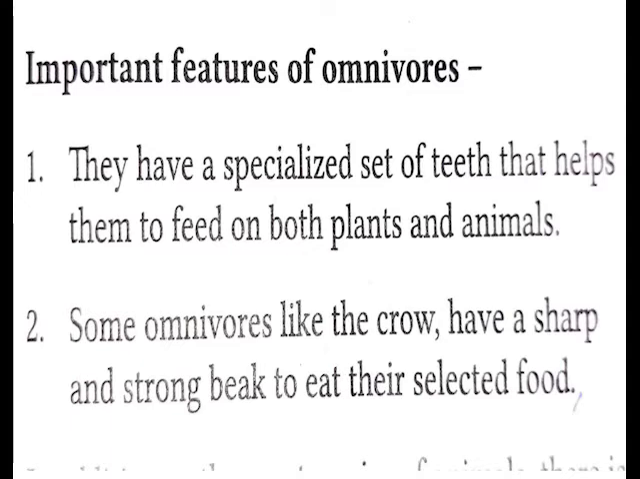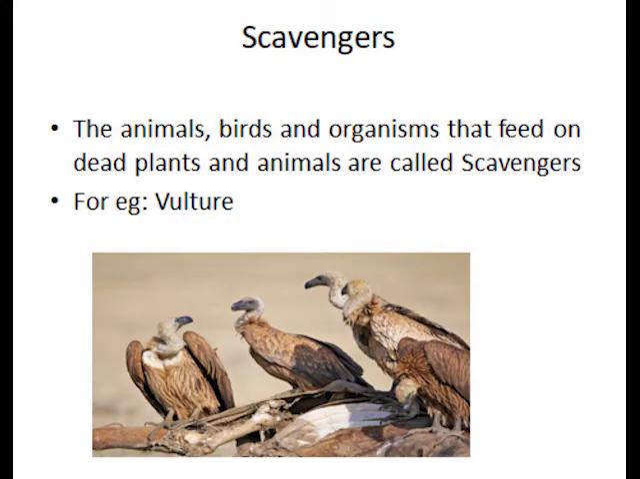In addition to these categories of animals, there is a special category of animals, birds and organisms, that is scavengers. The animals, birds and organisms that feed on dead plants and animals are called the scavengers. Scavengers are our friends because they clean our environment by eating the flesh of dead animals and plants. For example, vulture. Vulture feeds on the flesh of dead animals.